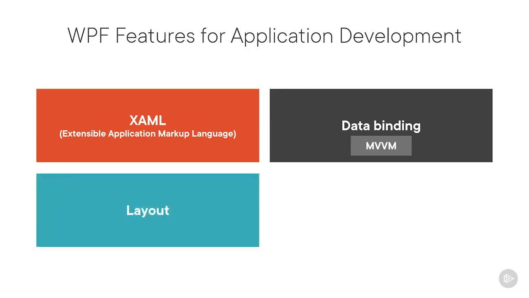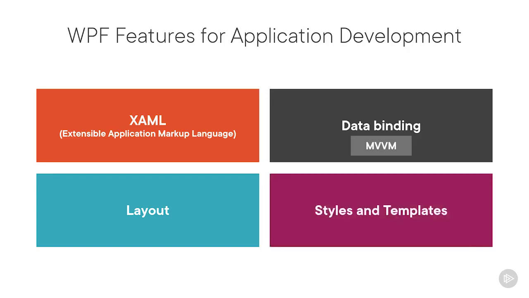The next powerful feature of WPF is layout. You can use layout panels like Grid and StackPanel to arrange the elements in your user interface. You can even nest these layout panels as deep as you want, and this allows you to implement really complex screen layouts. WPF also has the concept of styles and templates. Styles and templates allow you to create a custom but consistent look for the elements in your application, for example for buttons and text boxes.